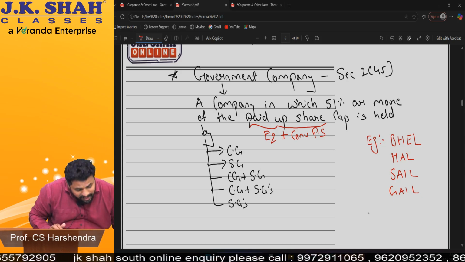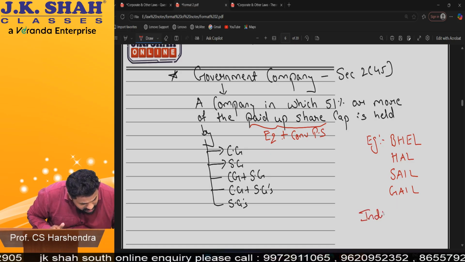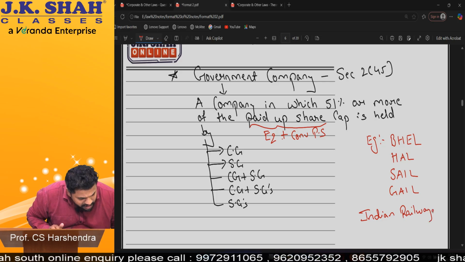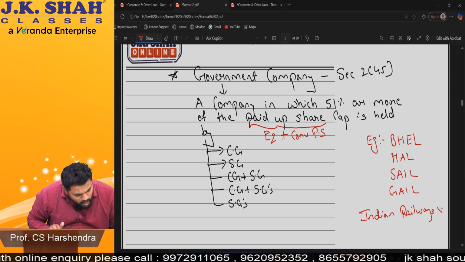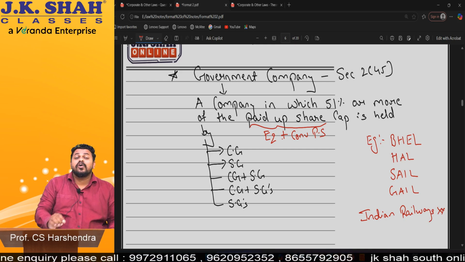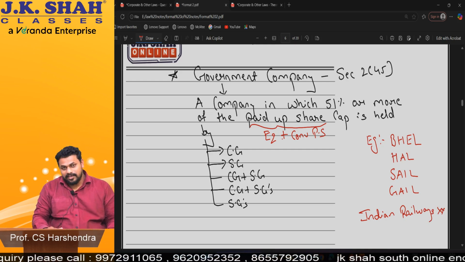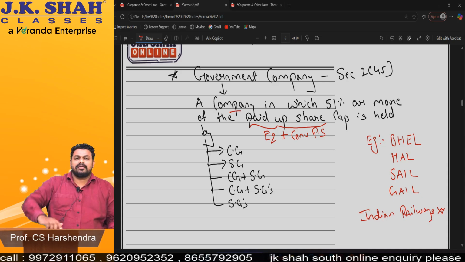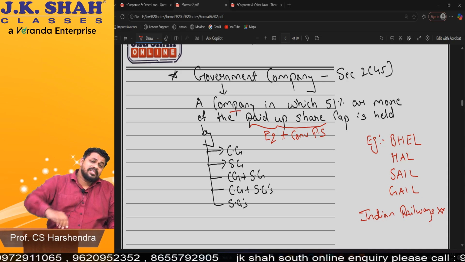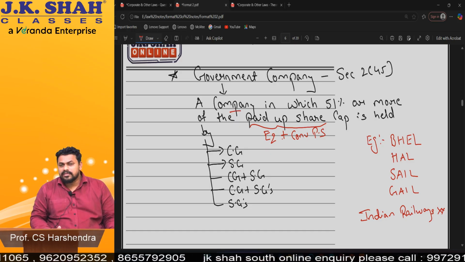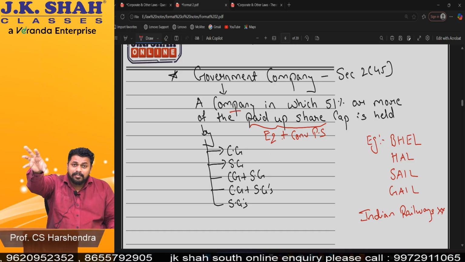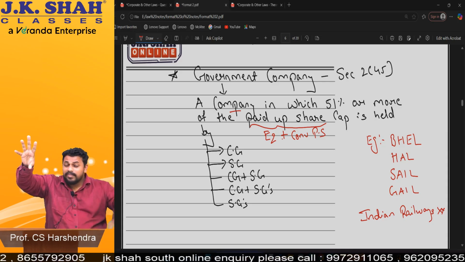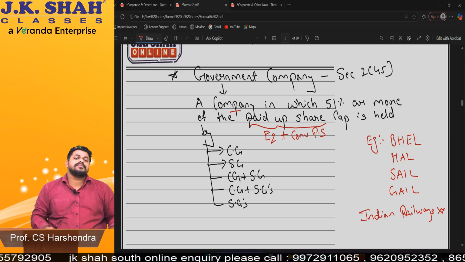Guys, understand, very important. If I say Indian Railways, is it a government company? No. It is a corporation formed under the Indian Railways Act. So a government company means a company formed under the Companies Act, but 51% or more of the shares are held by government. Government company and government department are two different things.